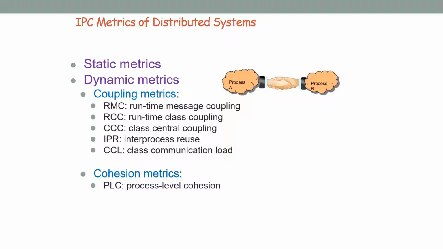In order to measure IPC, our work focuses on interprocess communication and quality of distributed systems, important aspects of their runtime behaviors. Our tool computes two kinds of IPC metrics. Among the coupling metrics, there are runtime message coupling, runtime class coupling, class central coupling, interprocess reuse, and class communication load. And among cohesion metrics, there is process level cohesion. All of these metrics together capture the IPC behaviors of distributed systems at runtime.